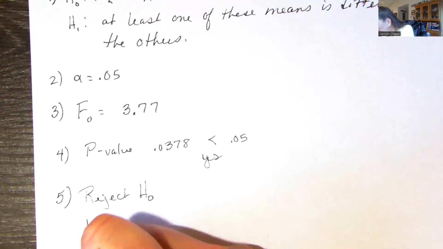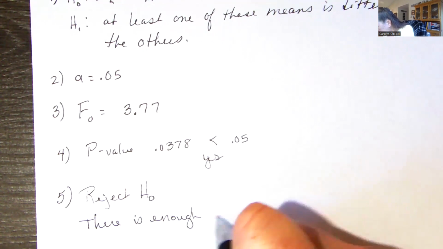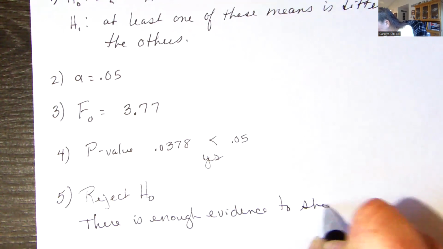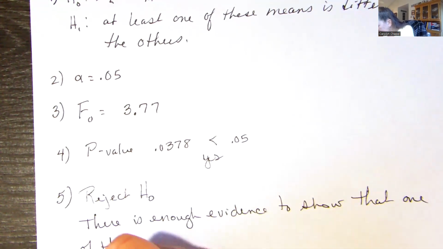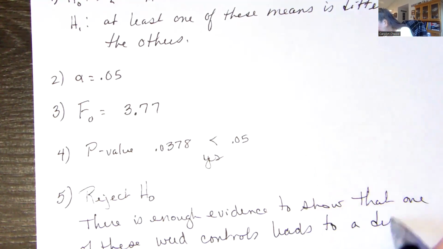Which means there is enough evidence to show that one of these lead controls leads to a different average. What are we counting? Pod count.